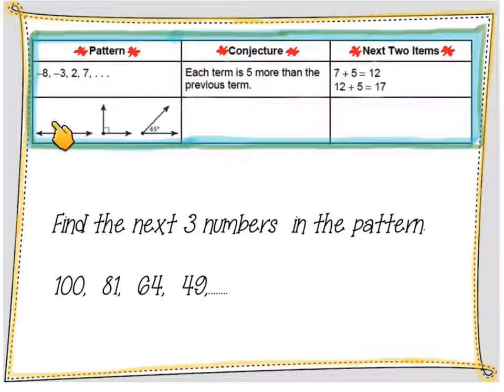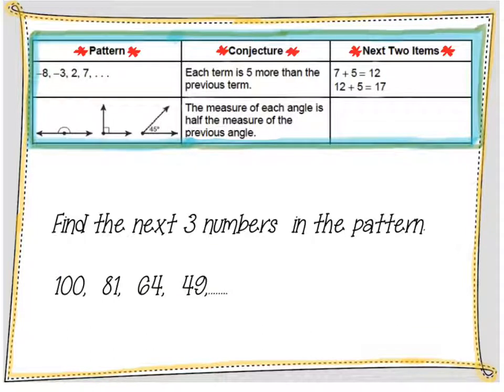In like manner, as we inspect these angles, we see that they are diminishing by half. And so the conjecture would be that the measure of each angle is half the measure of its previous angle. So the next 2 angles would be half of 45 and then half of 22 and a half. And so this is what inductive reasoning is.